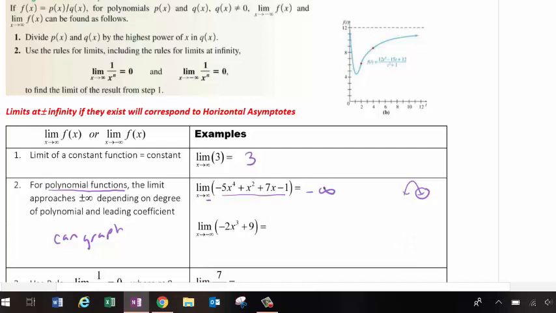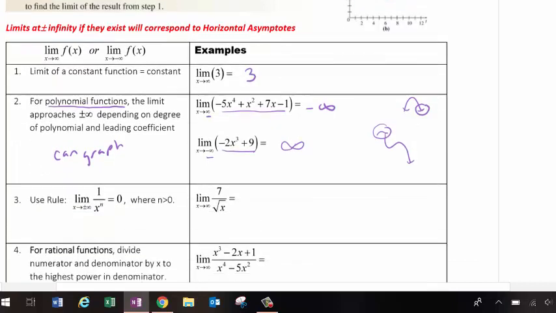As I draw the negative 2x cubed plus 9, which is my cubic, which is one of the shapes you've done some work with in college algebra, it has this shape here. Again, you can put it in your calculator to see that shape. So as I'm going to the left side, I'm going to positive infinity. So for polynomials, I can graph them to look at the picture.